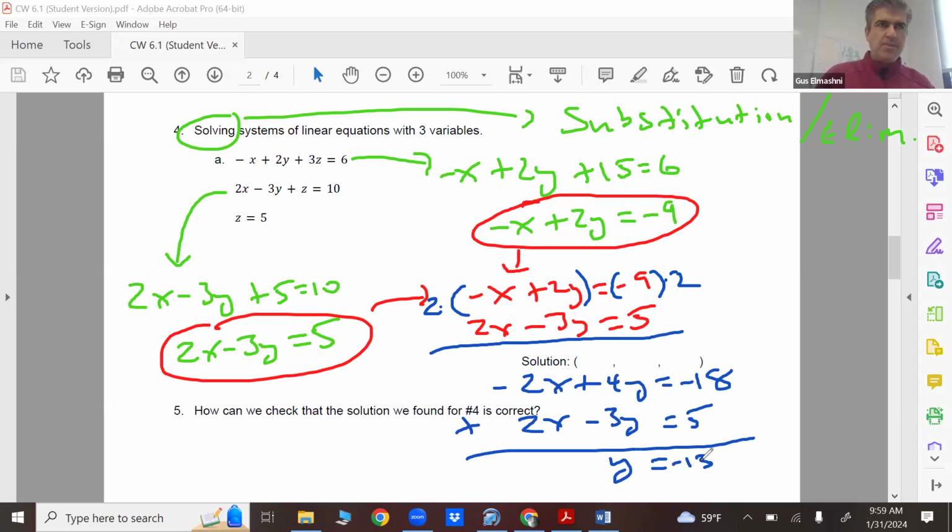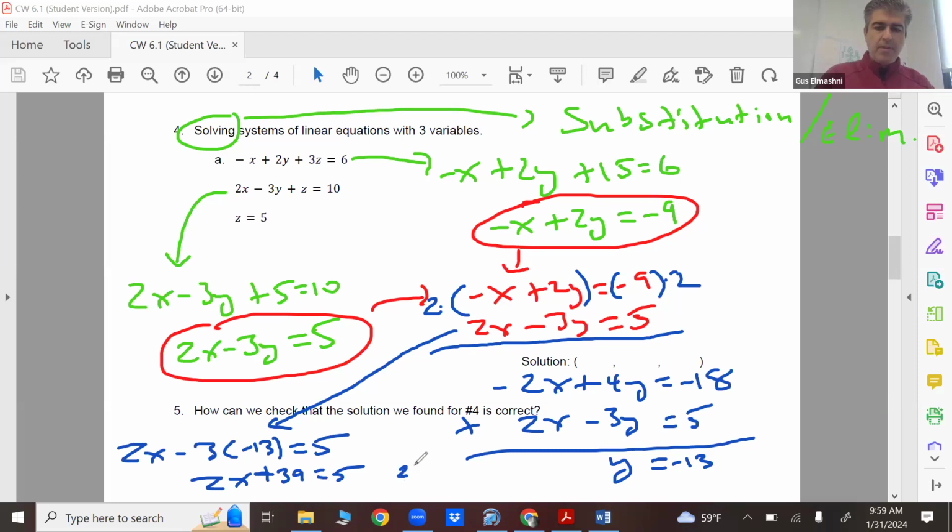Does that make sense? And then how would you get x after that? What would you guys do? Yeah, totally. You plug back in any one, your choice. Let's say I plug back into the second equation. Two x plus 39 equals 5. 2x equals negative 34. X should be negative 17.